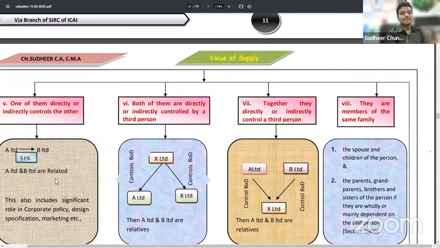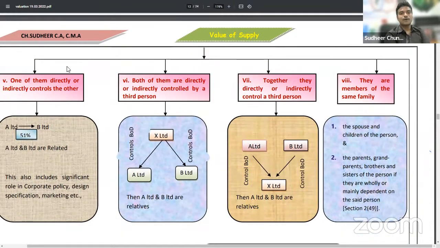Next, controlling one another: holding and subsidiary companies will be regarded as related parties, point number 5. Or two persons controlling the same person. If you see, X Limited controls the board of directors of A Limited and B Limited. Then A and B Limited will be called relatives. Next, if both A Limited and B Limited control X Limited, then also A and B will be called relatives. Very simple, examples I have given. Next, from the individual point of view, relatives are spouse, children, brothers, sisters, grandparents. Brothers and sisters only if they are dependent will be called relatives.